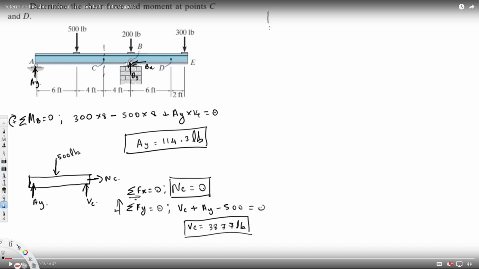Since we have this, they are asking for the moment and shear force, so VC and the moment are the question. So let's find the moment at C. If I take the moment at C with clockwise positive, I will get MC. First of all, we are going to have MC, let's say that is acting clockwise.